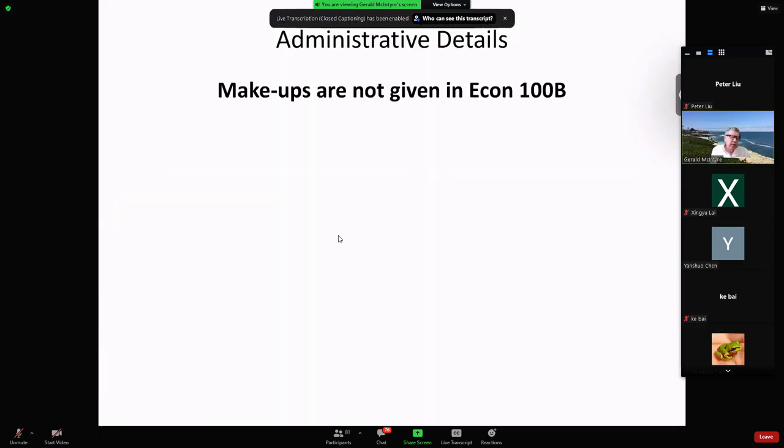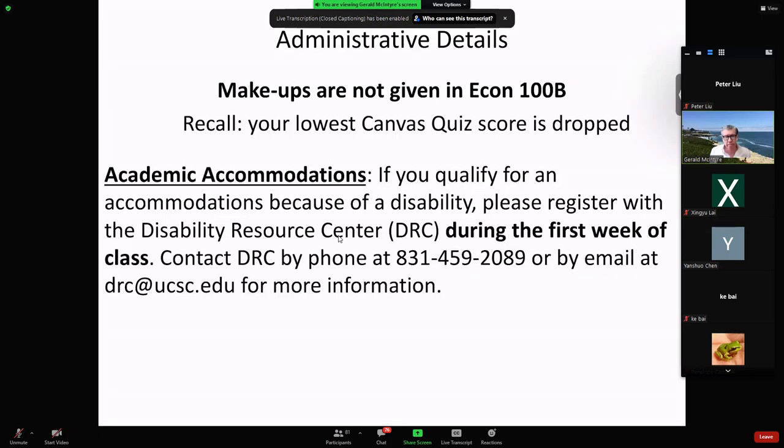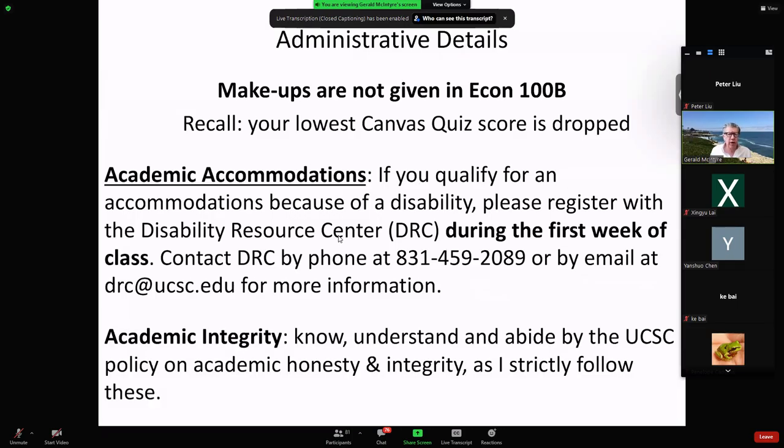Other administrative details. There are no makeups given in Econ 100B. None at all. Okay. We do, on the other hand, drop your lowest Canvas quiz. Right. Academic accommodations: if you qualify, you should contact the Disability Resource Center during the first week for setting up your accommodation. Very happy to do so.